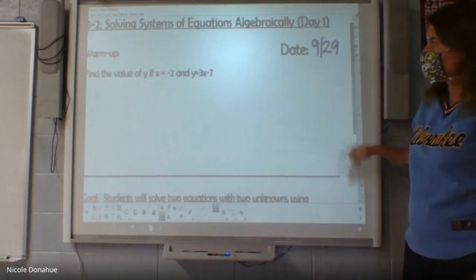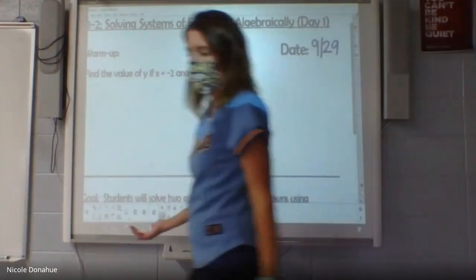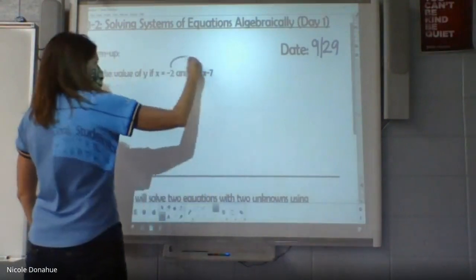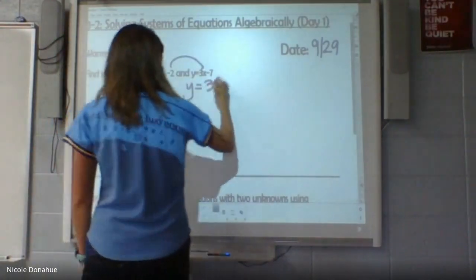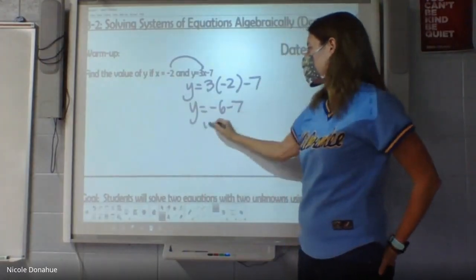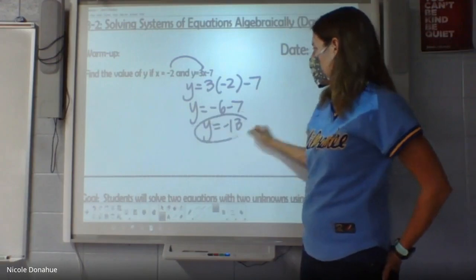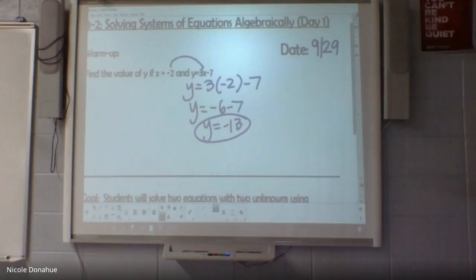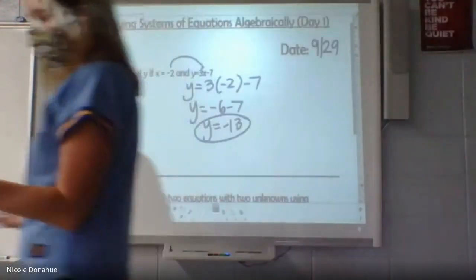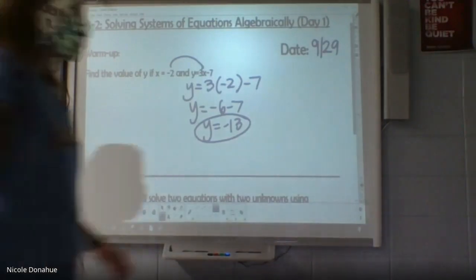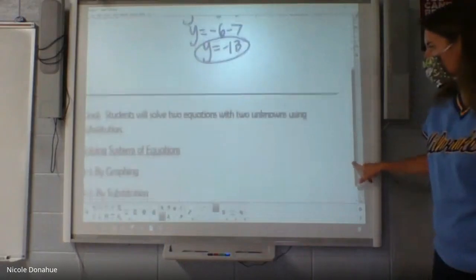So, they want you to find the value of y if x is -2, and they give you an equation. So essentially what you're doing here is substitution. You're substituting in the -2 for x. So we get -6 minus 7, which gives us -13. So essentially that's the basis behind substitution. That's what we're working on there. We're going to take that and use it for systems. Again, this should be review. I don't think you were too bad at it when you learned it in algebra, but it's been a while.